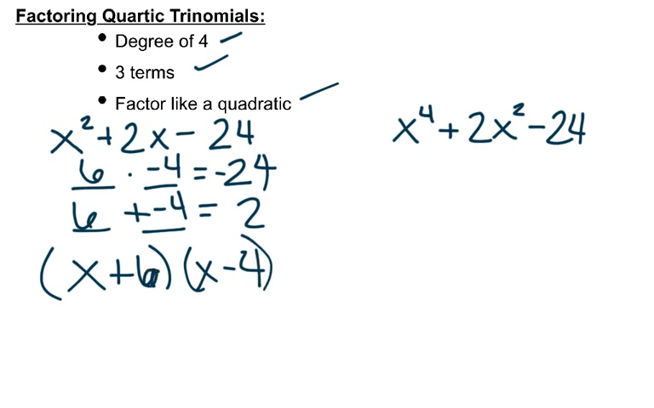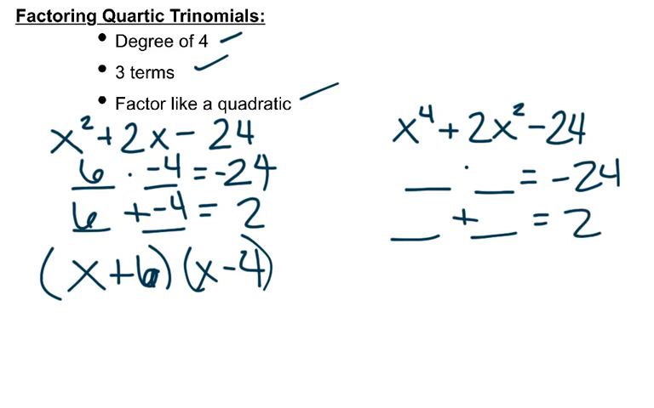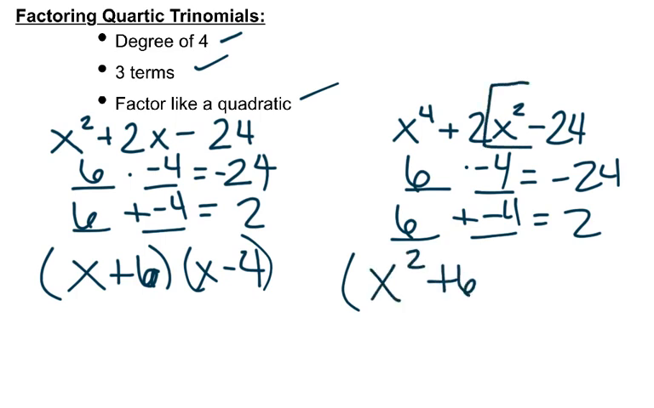You're going to factor a quartic the same way. Looking for two numbers that multiply to give me negative 24, but add to give me 2. Those two numbers are 6 and negative 4. This time, I'm just going to do x squared plus 6, because that's what the middle says, x squared. And I'm going to do x squared minus 4.